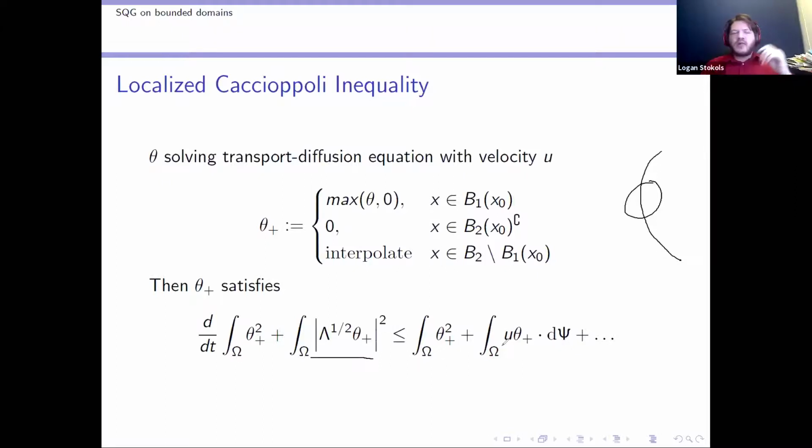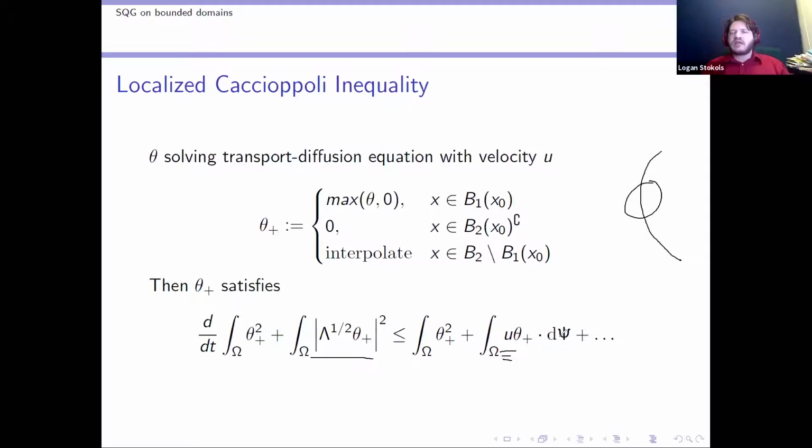Or C2 alpha, as the case may be. The other problem is this U-term. Remember, the only thing that I know about U is that it is the Riesz transform of some L infinity function. That's not a lot of information. So we want to bound this.